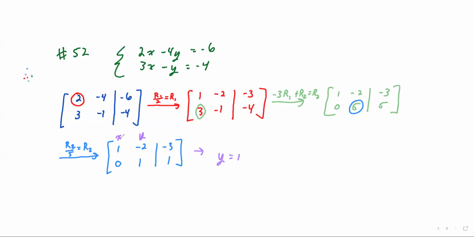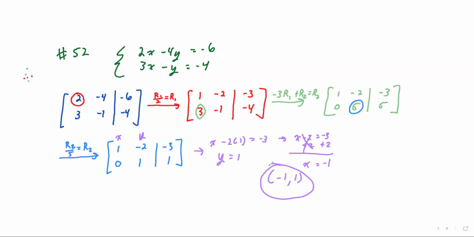And when y equals 1, I can back substitute in here. So this means I have 1x minus 2 times 1. Instead of -2 times y, I now know y is equal to 1, equals -3. So when I solve this, I get x minus 2 equals -3. I'll add 2 to both sides, so x would equal -1. Therefore, my answer here is -1 comma 1 using the Gaussian elimination.